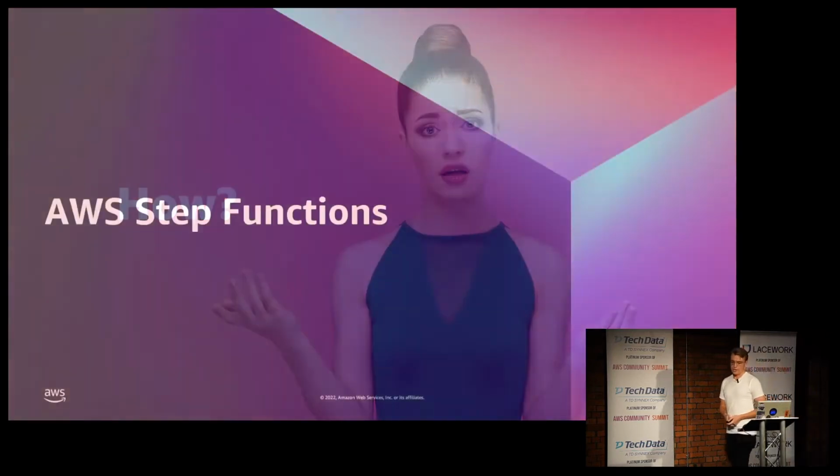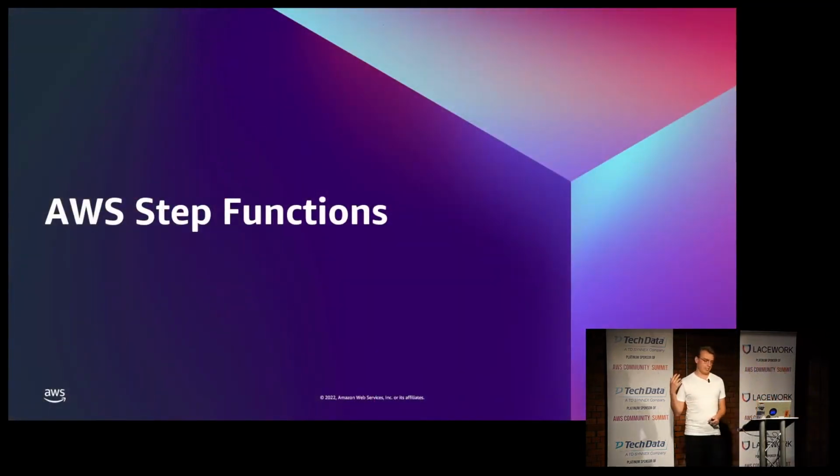Okay, I realise this is a builder session and I've talked a lot about theory-based stuff, so let's actually get into the how. How can we actually build systems on AWS that start to deal with some of these challenges? In the architecture I flashed up earlier, there are two key services that make all of this work. The first of which is AWS Step Functions.